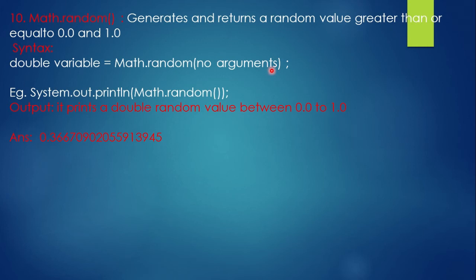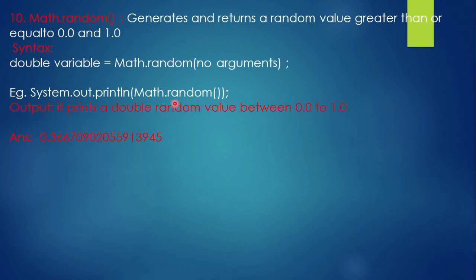Math.random is used without any argument. There is no argument. In your textbook, many things are given about this function that are not included in your syllabus. Please only go for this one: System.out.println. This is the way to give the function. System.out.println(Math.random()). That's all. There is no argument for this function. So please run it like this only.